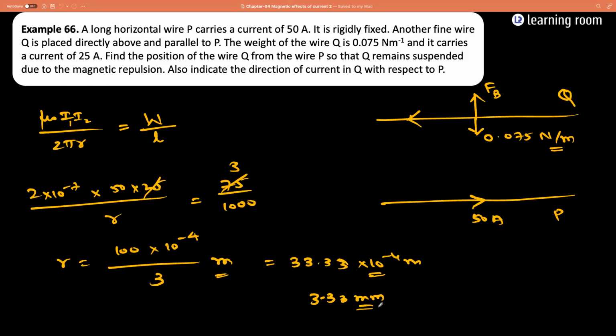Got it? Sir, how did we get L equal to 1000? I wrote 0.075 as 75 by 1000. Oh, okay. Yeah, I wrote it here, weight divided by L. Yes, sir. So this is the value.